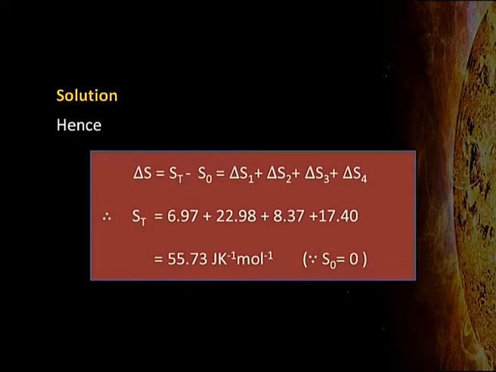Hence, delta S, which is equal to St minus S0, will be equal to delta S1 plus delta S2 plus delta S3 plus delta S4. Therefore, St will be equal to 55.73 joules per Kelvin per mole, as you know that entropy at 0 Kelvin is equal to 0. These were the applications of the third law of thermodynamics. Now, we will continue with experimental verification of the third law of thermodynamics.